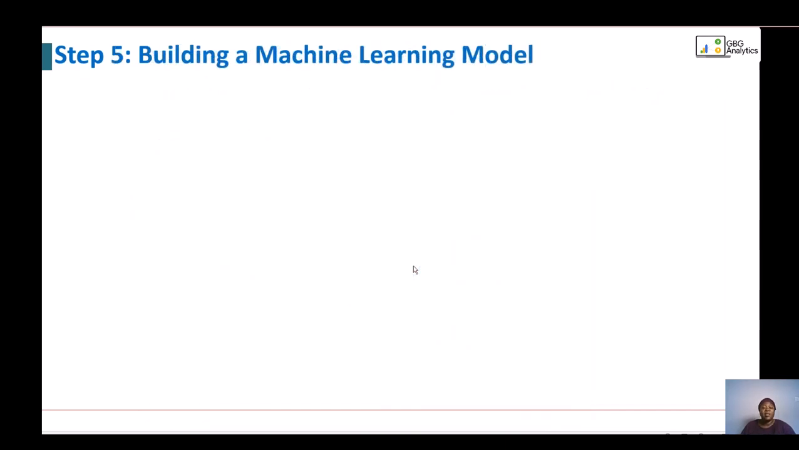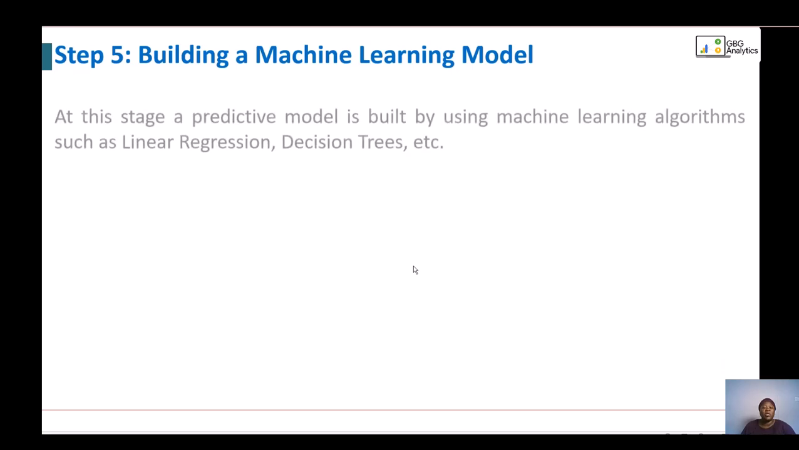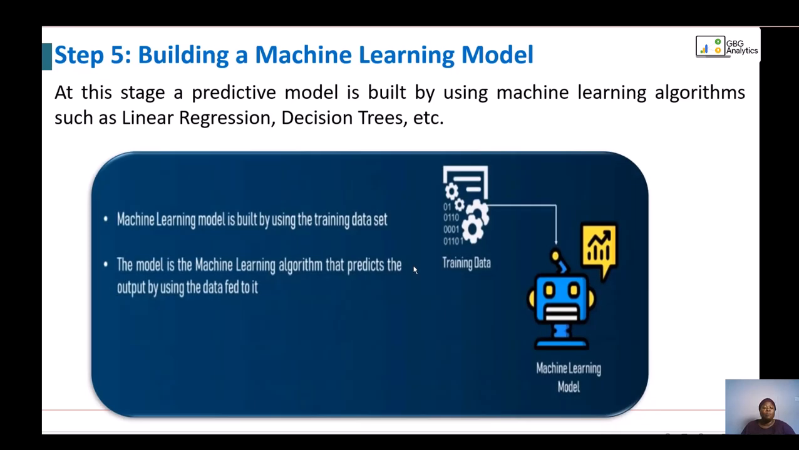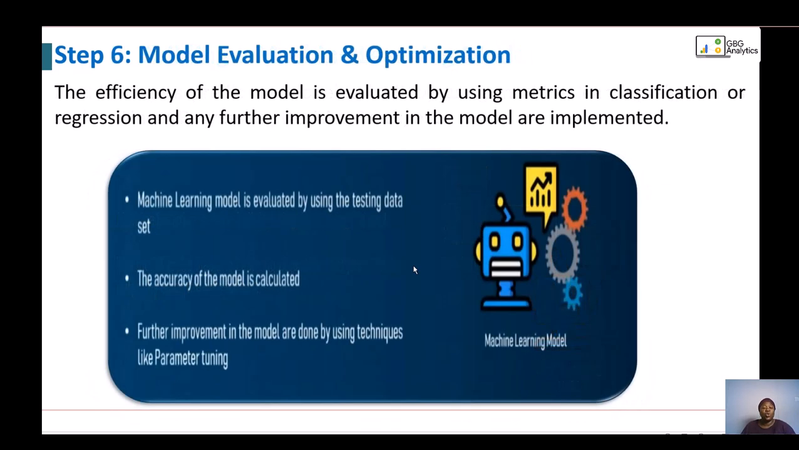The next step is building a machine learning model. At this stage, the model is built by using machine learning algorithms such as linear regression, decision tree, random forest, and many others. The machine learning model is built by using the training data set. You split your data set into two, the training data set and the test data set. The model of the machine learning algorithm predicts the output by using the data fed to it.